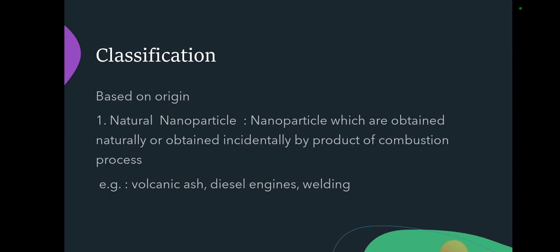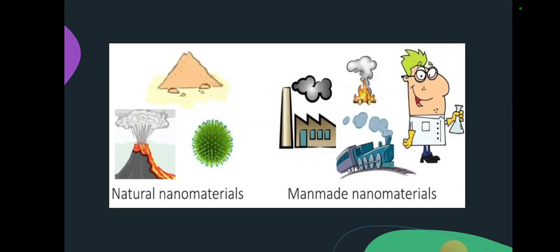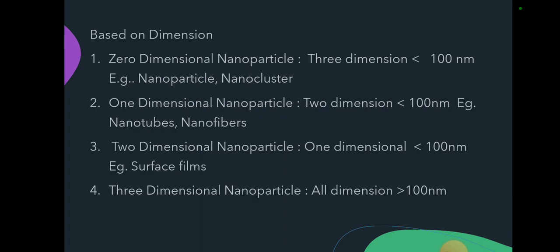Then, nanoparticles are classified based on dimensions. According to dimension, nanoparticles are classified into 4 types: 0-dimensional, 1-dimensional, 2-dimensional, and 3-dimensional. 0-dimensional nanoparticles have 3 dimensions less than 100 nanometers, and 1-dimensional particles have 2 dimensions less than 100 nanometers. 2-dimensional nanoparticles have 1 dimension less than 100 nanometers.